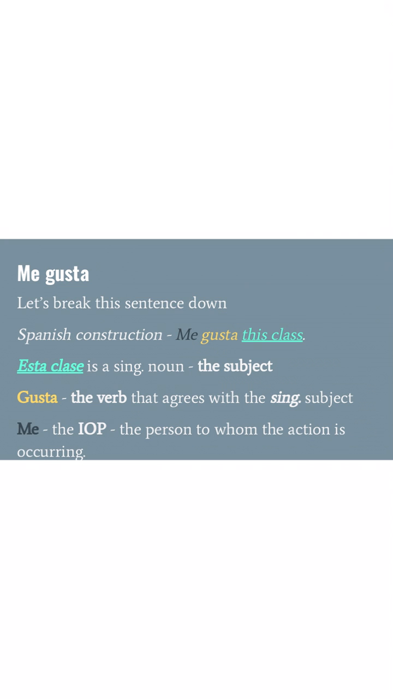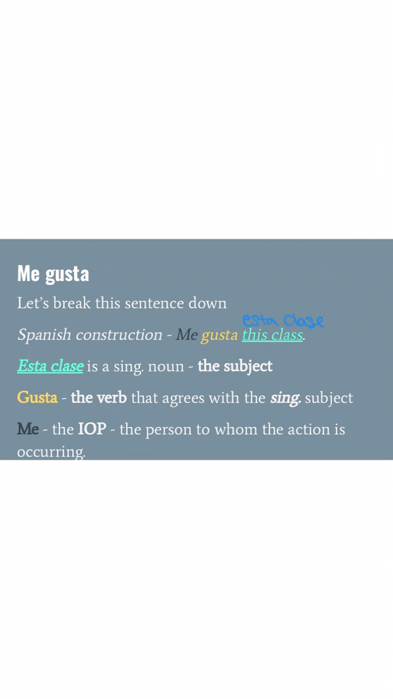So the Spanish construction, again, "me gusta this class." Oh my goodness. You guys, I just found a typo in real time. Obviously, we know that "this class" needs to change, and that will look like "esta clase" right there. Don't worry, I'll give extra points, right? So here we go. "Me gusta esta clase." I like this class, or this class is pleasing to me.